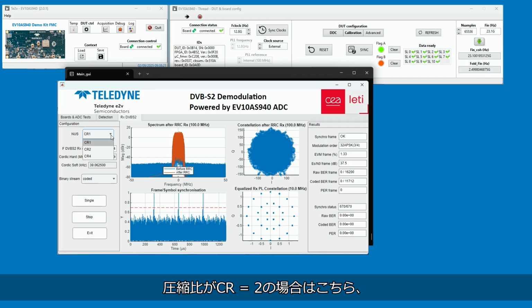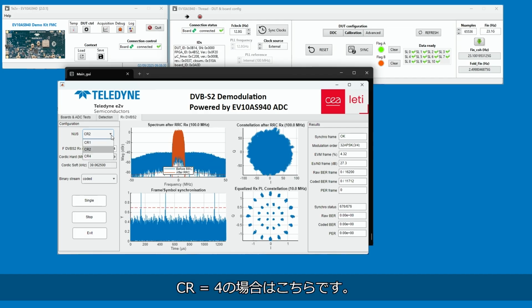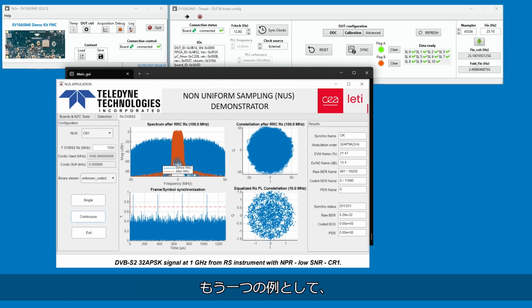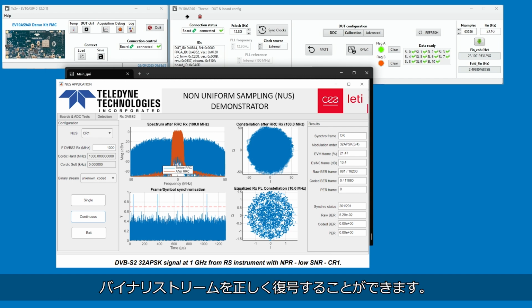We can modify the compression ratio to 2 and to 4. And we see that the signal is correctly decoded. Another example done with noise pattern showing that in low SNR conditions it is possible to decode correctly the binary stream.